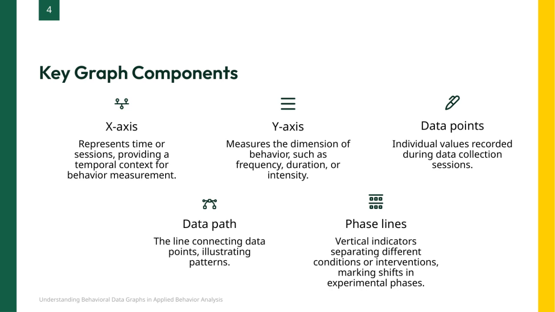Then, we have the data points, each representing an individual measurement collected during the sessions. These points are connected by the data path, which is a line that helps us visualize patterns or trends in behavior over time. Finally, phase lines are vertical markers that separate different conditions or interventions. These lines highlight shifts between experimental phases, so we can clearly see how changes in conditions might impact the behavior being studied. Understanding these components is essential for accurately interpreting and analyzing behavioral data.